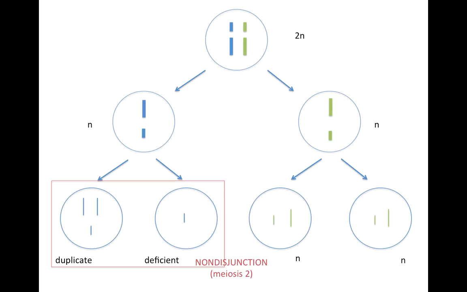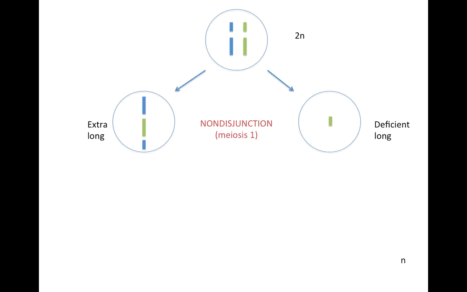Now let's diagram non-disjunction during meiosis I. In meiosis I, homologous chromosomes should separate. In non-disjunction, there's a failure for this separation to happen. So one meiosis I product ends up with both homologous chromosomes for any given pair that undergoes non-disjunction. In this diagram, the long homologs failed to separate during meiosis I, and the cell on the left ends up with both of the long chromosomes.